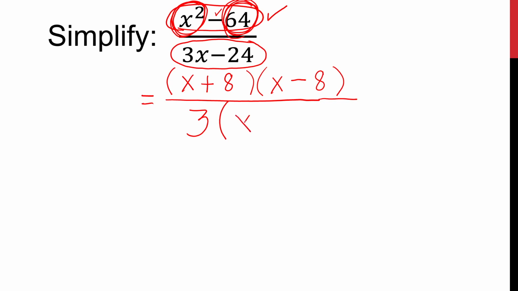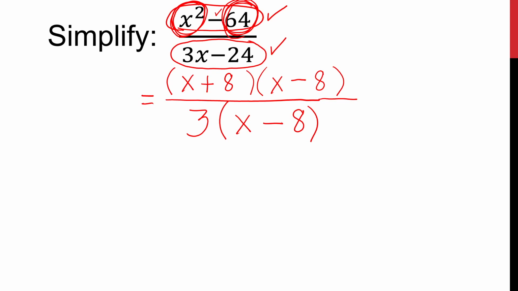X na lang, sir. X. Ang 24, i-divide og 3, pila? 8. 8. Now, mao ni ang first step. So, human na tas factoring. Ighuman ang second step, i-cancel ang mga dapat i-cancel.